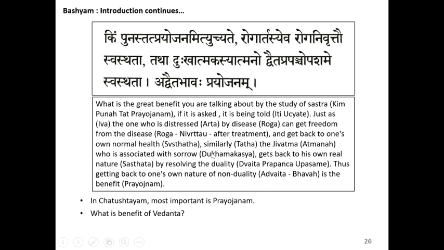So here in this particular paragraph, he talks about the benefit. What is the prayojanam? Now he compares the prayojanam with a disease, roga. You can get freedom from the disease. After you take a treatment, you get freedom from the disease. And after you get the freedom from the disease, what happens? You get back to your normal health.